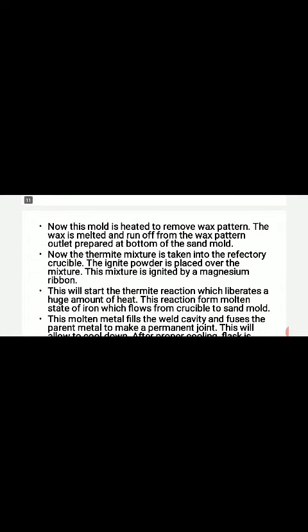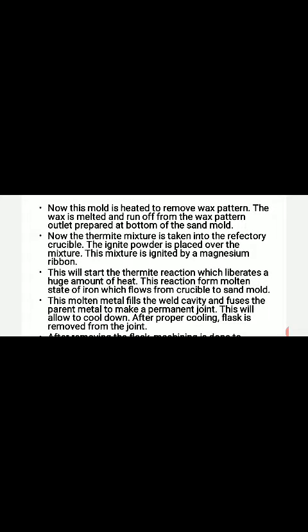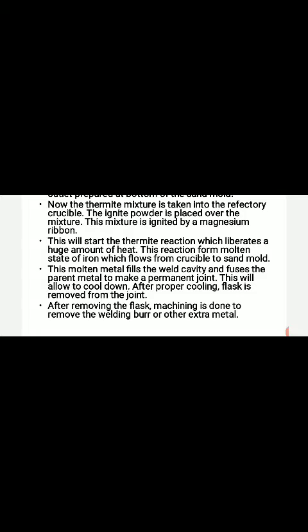Now this mold is heated to remove the wax pattern. The wax is melted and runs off from the wax pattern outlet prepared at the bottom of the sand mold. Now the thermite mixture is taken into the refractory crucible. The ignition powder is placed over the mixture. This is ignited by a magnesium ribbon or barium peroxide. This starts the thermite reaction, which liberates a huge amount of heat. This reaction forms molten iron, which flows from the crucible to the sand mold.